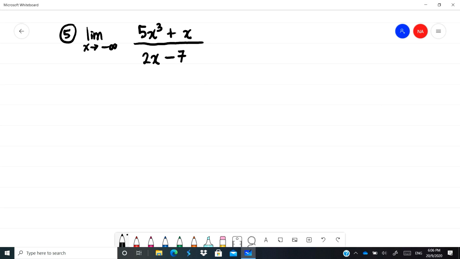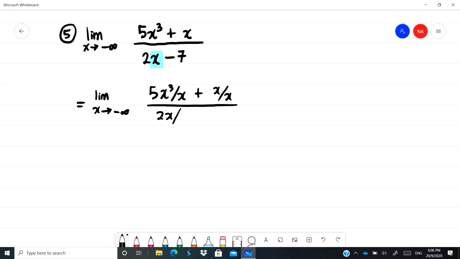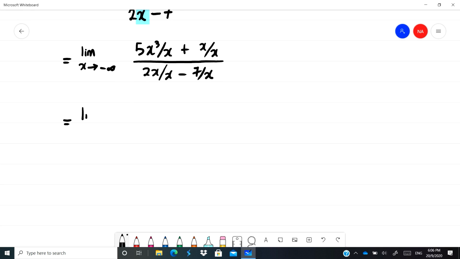Now we're going to have this one. The same goes here. This is the highest power of x in the denominator, so we'll have the limit as x approaching negative infinity. We divide everything by x, so 5x to the power of 3 divided by x plus x divided by x, the whole thing over 2x divided by x minus 7 divided by x. Simplifying that, we get the limit as x approaching negative infinity of 5x squared plus 1 over 2 minus 7 over x.